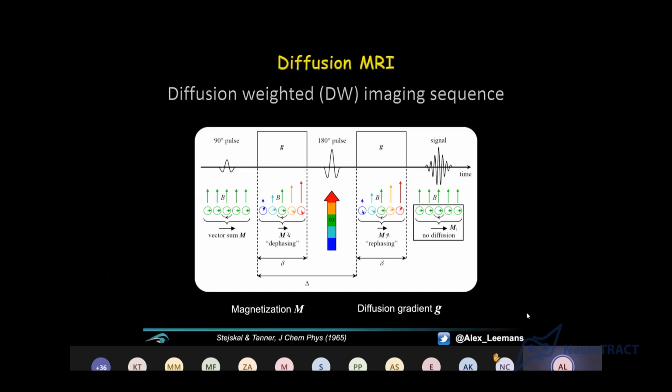Very brief mentioning about the acquisition scheme. How it works is that if you think of your conventional T2 weighted imaging, you now add what we call diffusion gradients. And this is a part of the acquisition that allows us to look at the diffusion of these molecules.